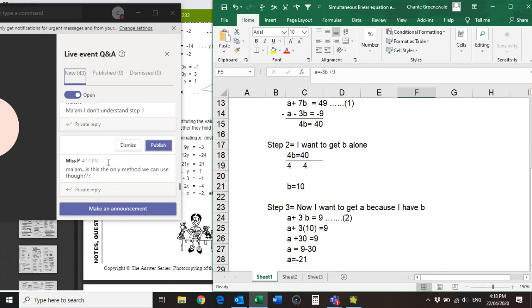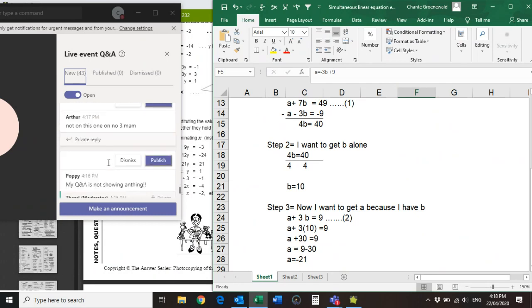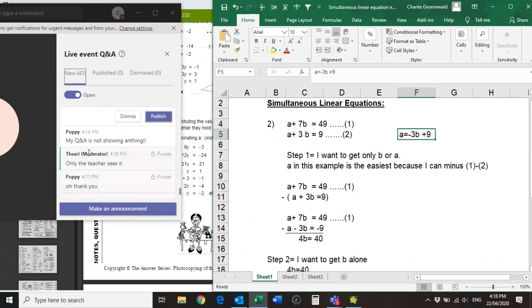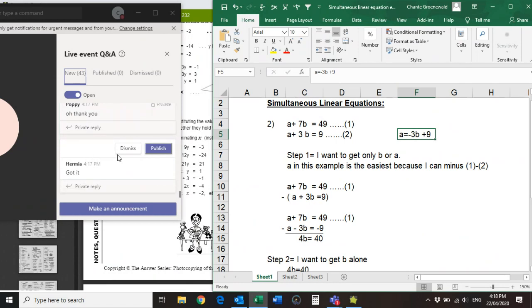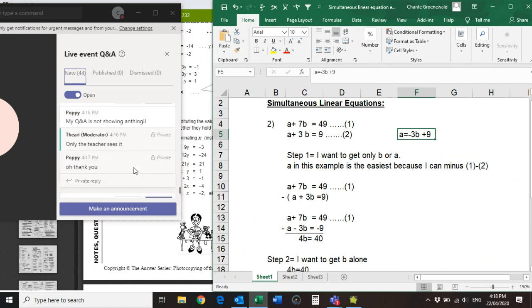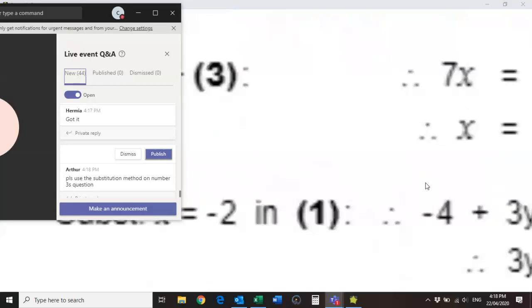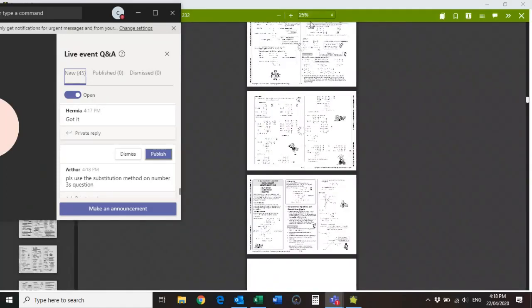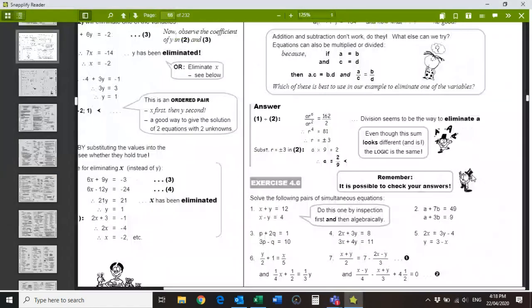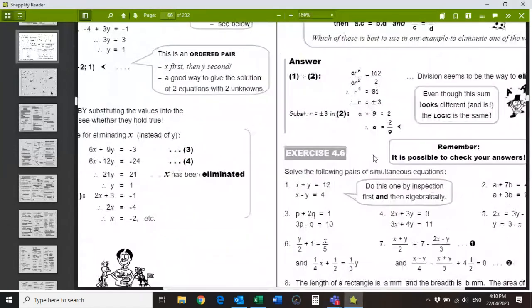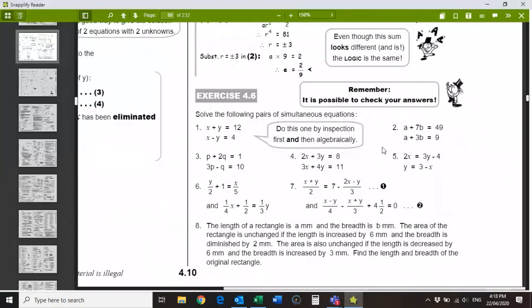No, this isn't the only method. You can use the substitution method. If there's time, I'll quickly show it. I just want us to move on. So while you guys are busy doing number 4, Arthur, I'll quickly show the substitution method on number 3. Okay, so Hermia, you got it. Great. What I want you to do is quickly do number 4. If you'd like me to zoom in, you like 150, right? I know my customers. So please quickly do number 4. And after we've marked number 4, I'll quickly show the substitution method on 3.